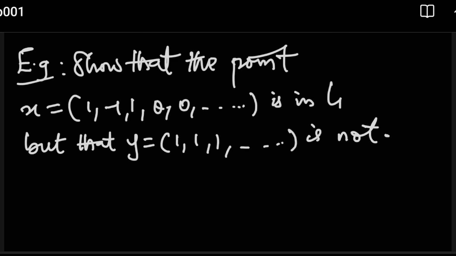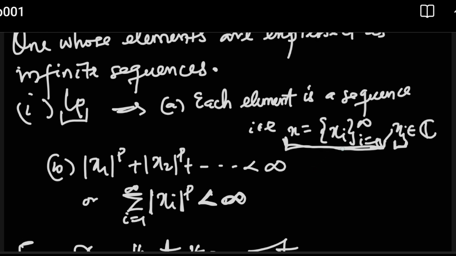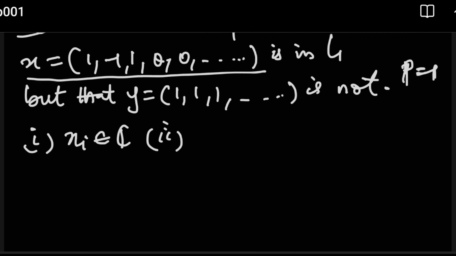Alright, this is an example. We are to show that the point X is in L1, but Y is not. So we have our P to be 1. Remember, the first thing you have to show is that each element must be complex. So remember, 1, -1, 1, 0, they are all complex numbers, just like I mentioned earlier. So each of these is in the complex numbers, then it must be a series, right? So it must be i equals 1 to infinity. And X is definitely expressed that way, right?